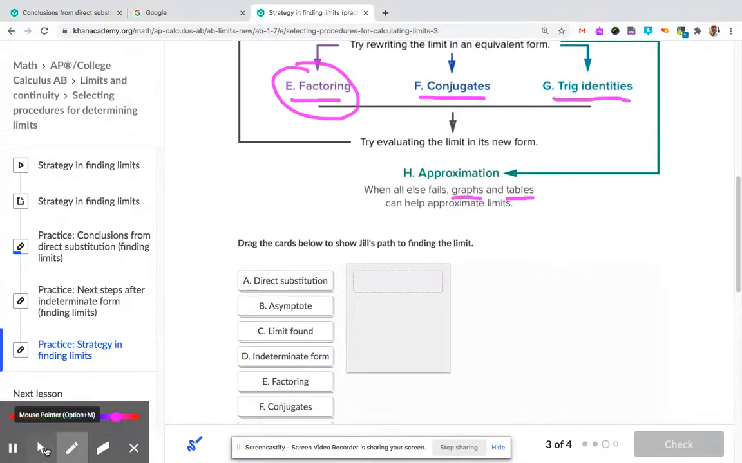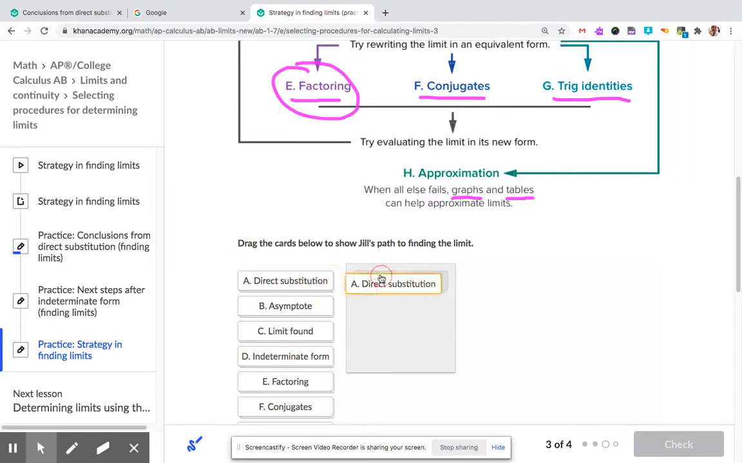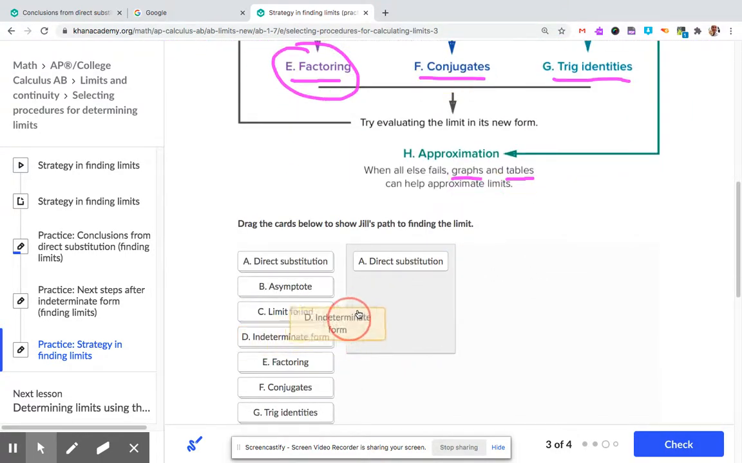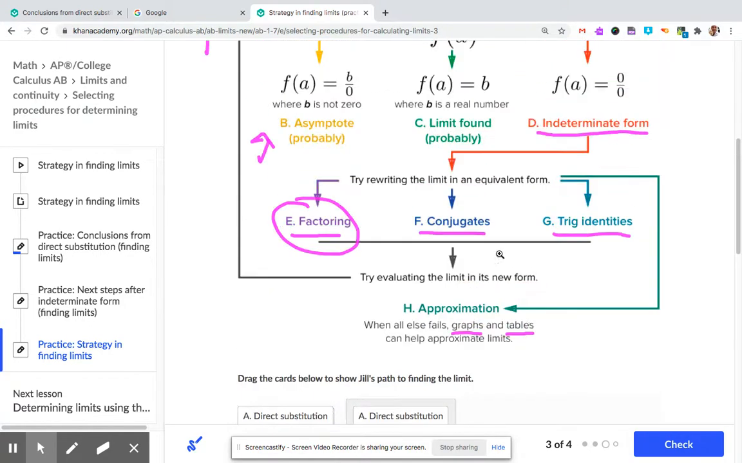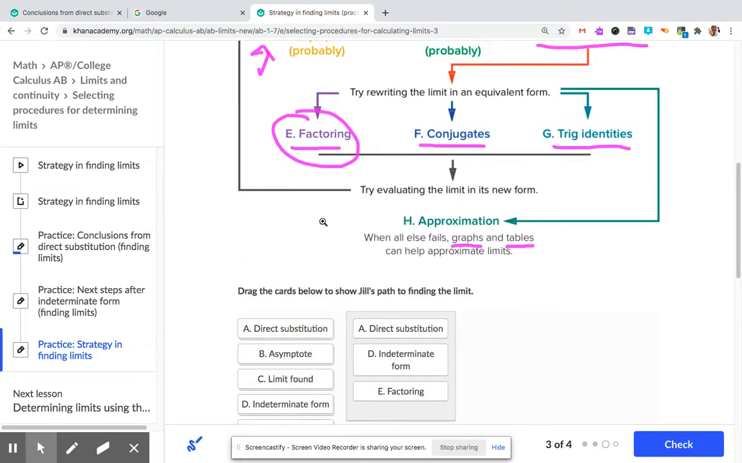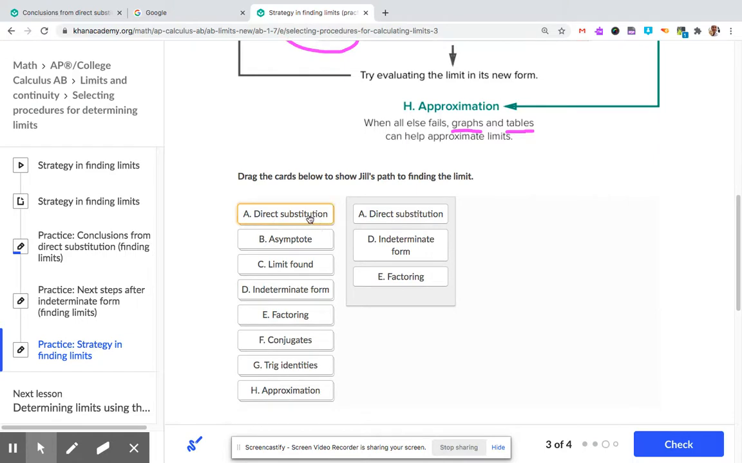So first thing we did was direct substitution. Then we got an indeterminate form. Then we factored. Then once we factored, we did direct substitution again. And then I got an asymptote. So this was the order that I did mine in.